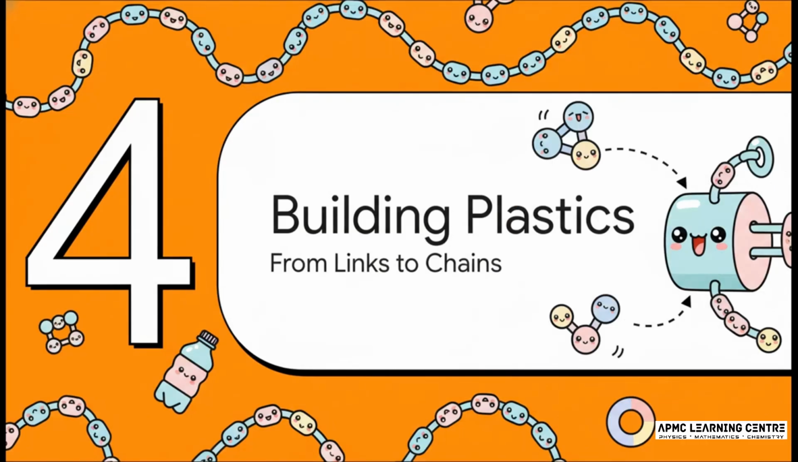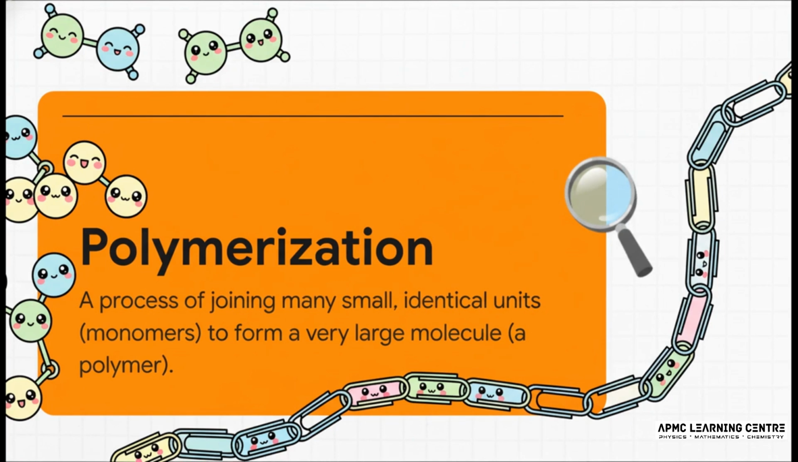Now that we have our super reactive ethene, we're going to put it to work. Our next stop is the polymerization unit. This is where we take these tiny little individual molecules and build them into something much, much bigger and a whole lot stronger. The process is called polymerization.